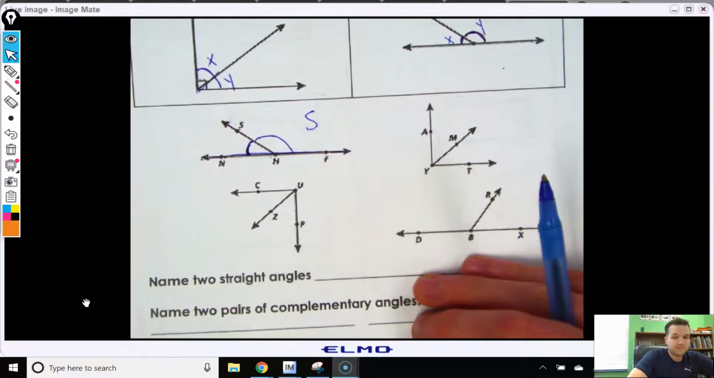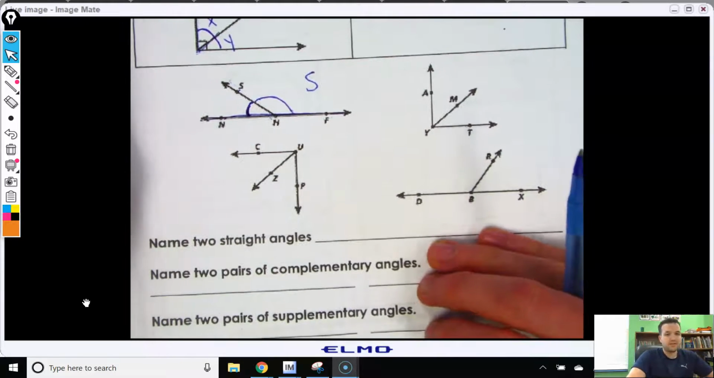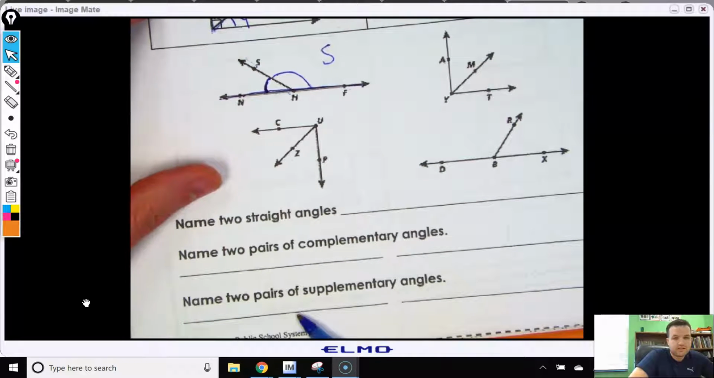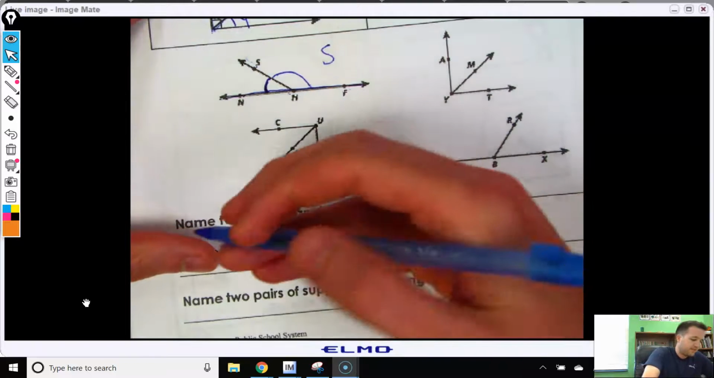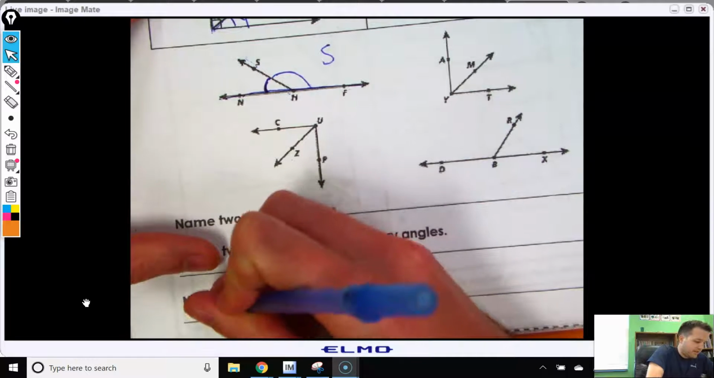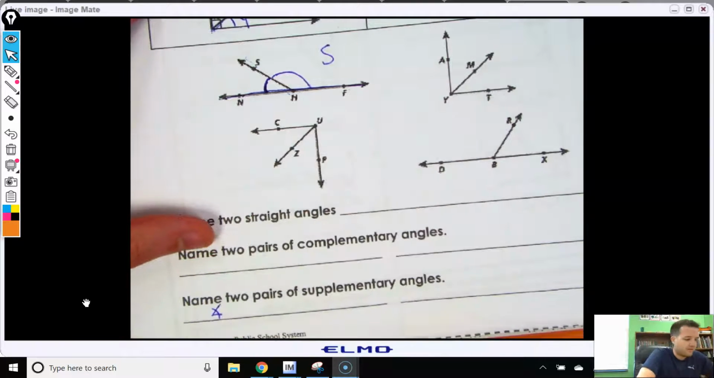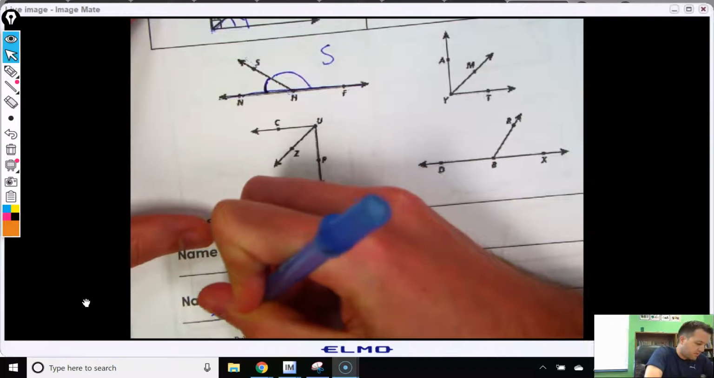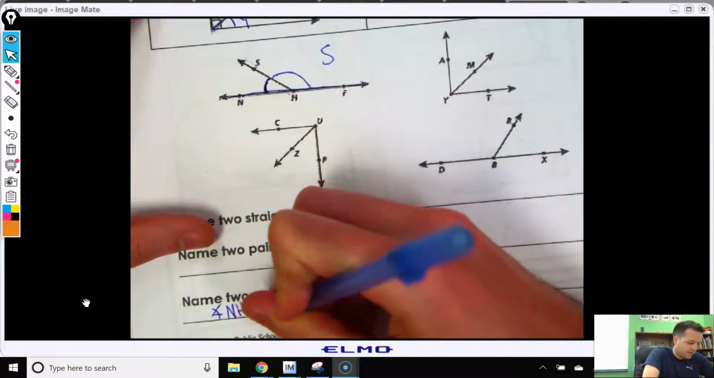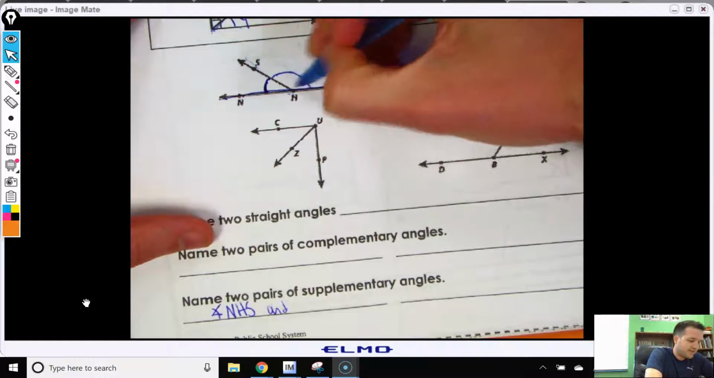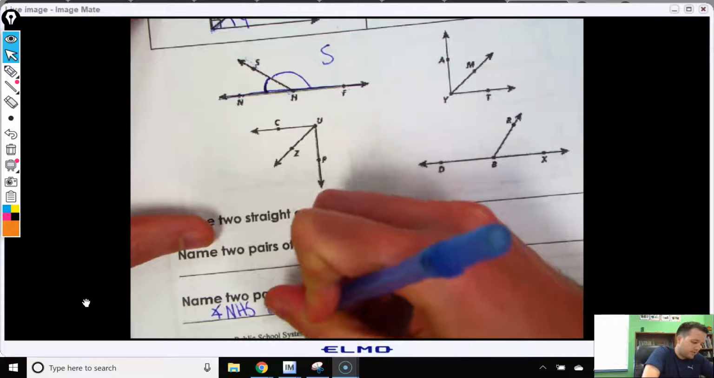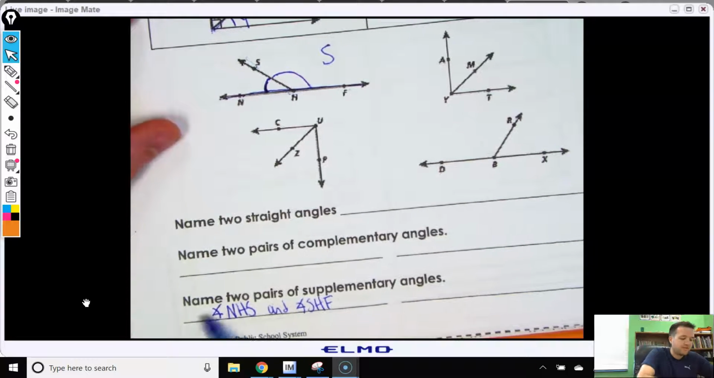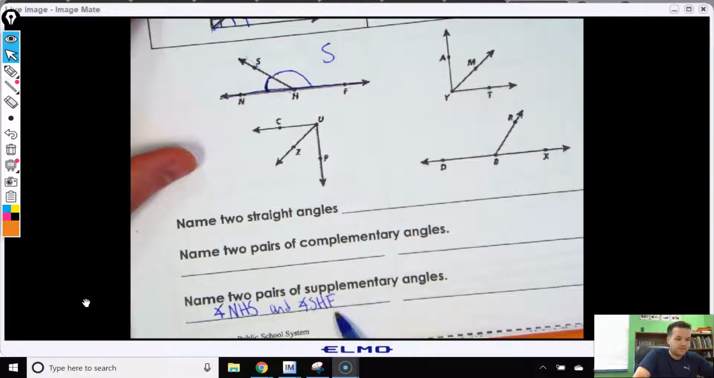Sorry, I just realized that down on the bottom we're going to be answering stuff like this anyway. So yes, those are supplementary angles. It wants us to name two pairs of supplementary angles. So we're going to say, this is the symbol for angle. So angle NHS and angle SHF. Those are supplementary angles. Okay, so that's one pair of angles that are supplementary to each other.